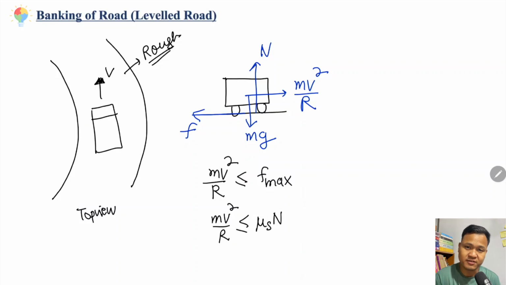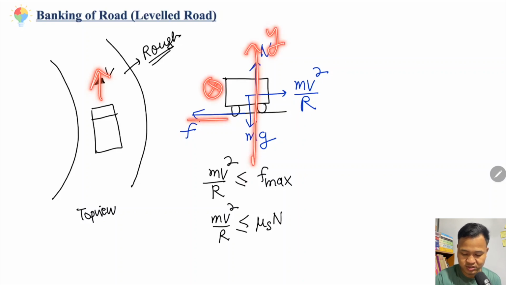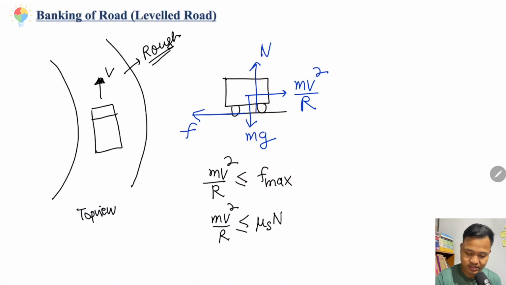This is the limiting friction. So here see what is N? There is no motion along the vertical direction, so net force is 0. The motion is going into the plane; if this is y and this is z, x, then it is going along the z. So in the vertical direction the net force is 0, so N equals mg. So mv square divided by r is less than or equal to mu s into mg. So m gets cancelled out.